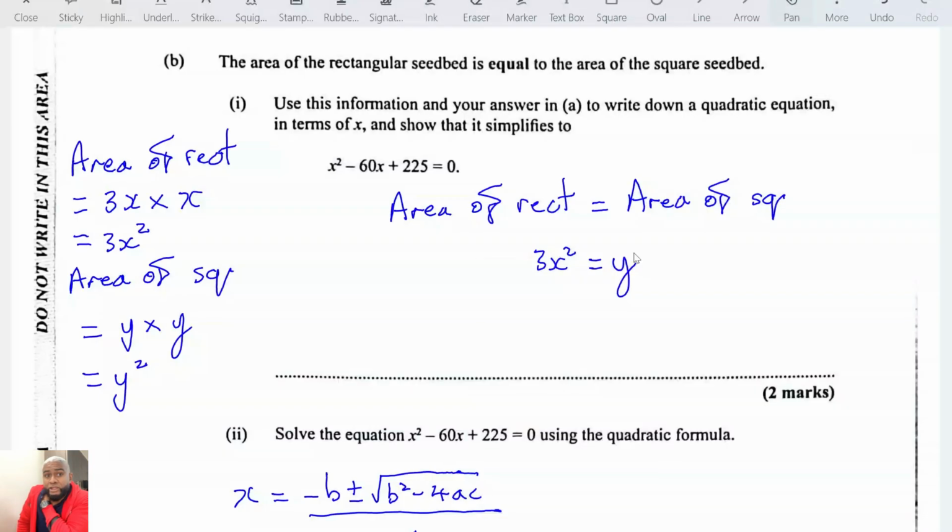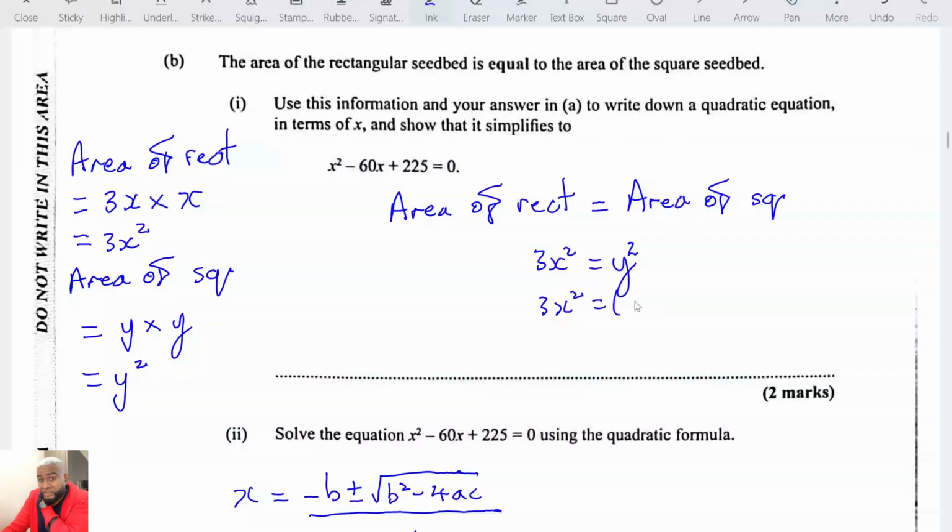Now they said, use the information in your answer for A and write down a quadratic expression in terms of x to show that it simplifies to x squared minus 60x plus 225. So you want to use the answer in A. What did we get in A? Y was equal to what?